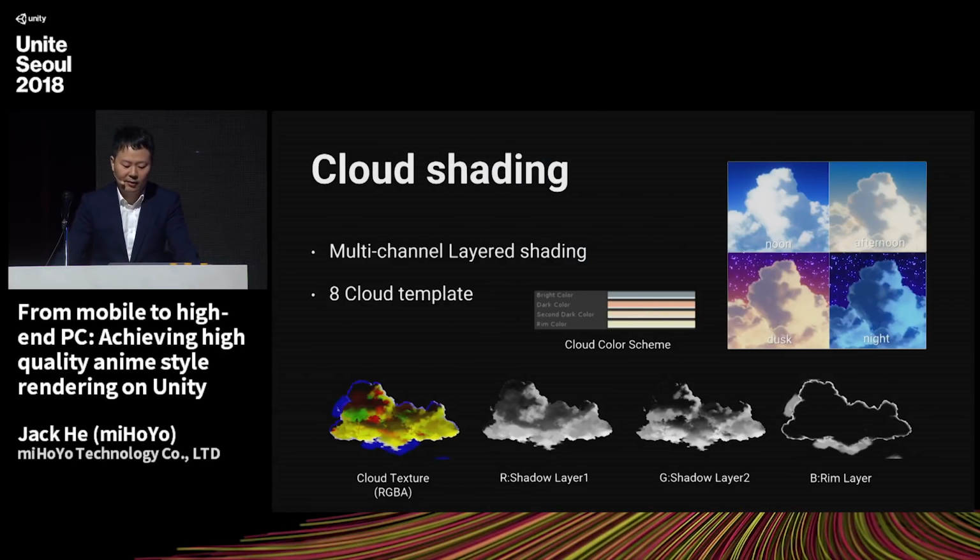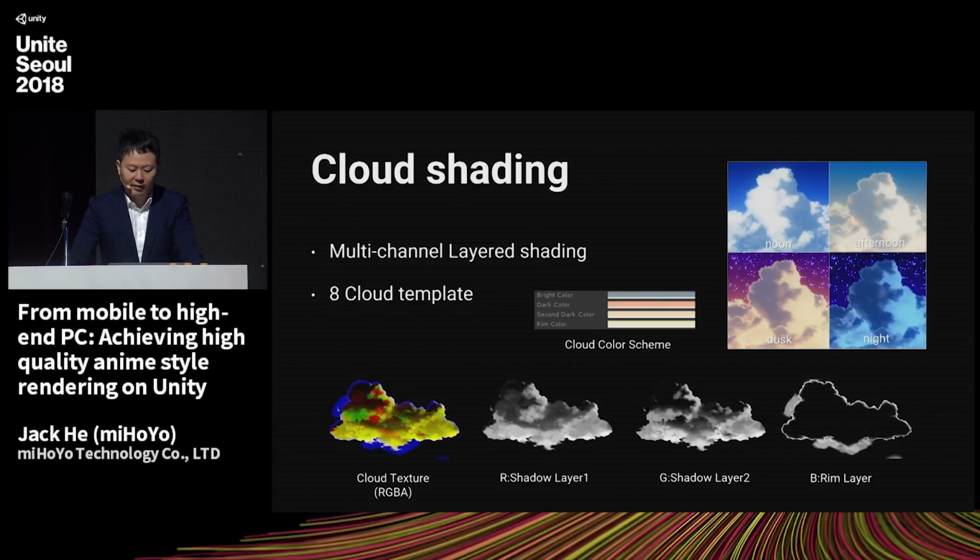First, let's look at cloud shading. We want to achieve 24 hours of various cloud lighting. Directly storing the color map would use too many textures. So we use multi-layer shading to achieve this.